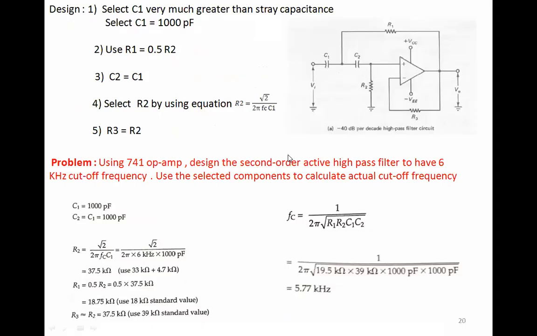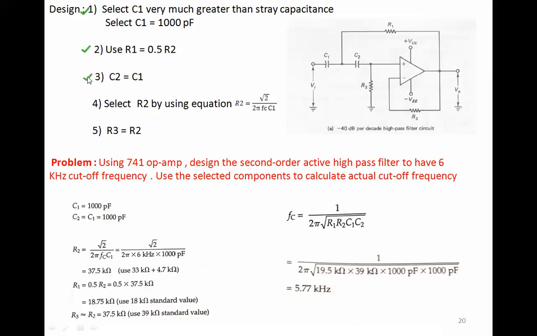Okay. So let's try and solve a problem, and we'll have these design parameters in mind before we solve, and it becomes easy for us to understand. So for the capacitors and resistors, we have C1, C2 and R1, R2, R3, the same usual high pass filter that we are using here. C1 is taken as 1000 picofarads, and we're going to use R1 is 0.5 times R2. Now this is different here.